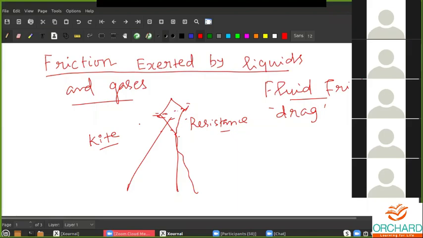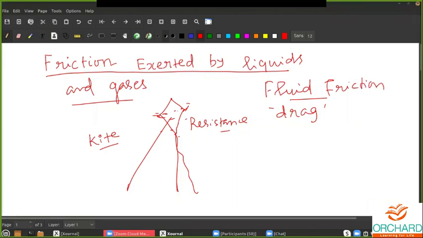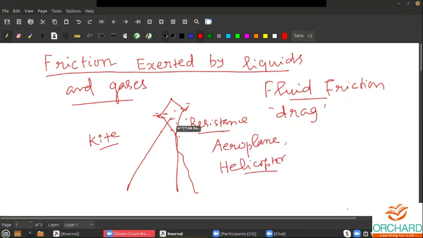sharing. Okay, fine. So the same principle applies to aeroplanes also. Helicopters. As well as skydivers. As well as the birds experience the friction.